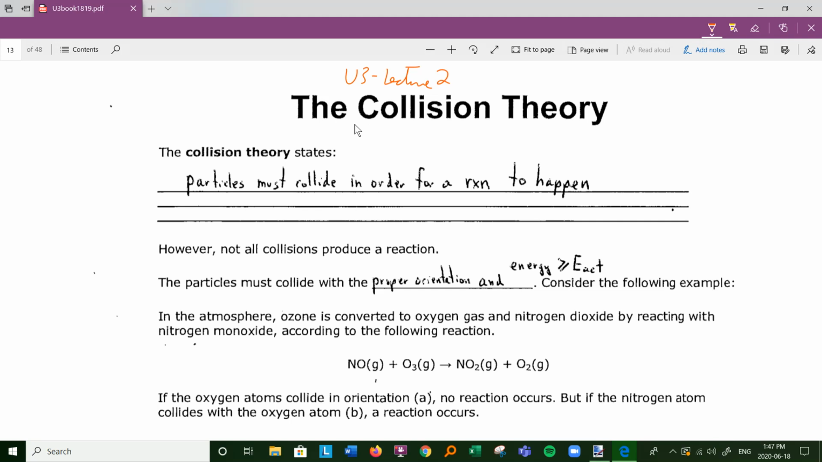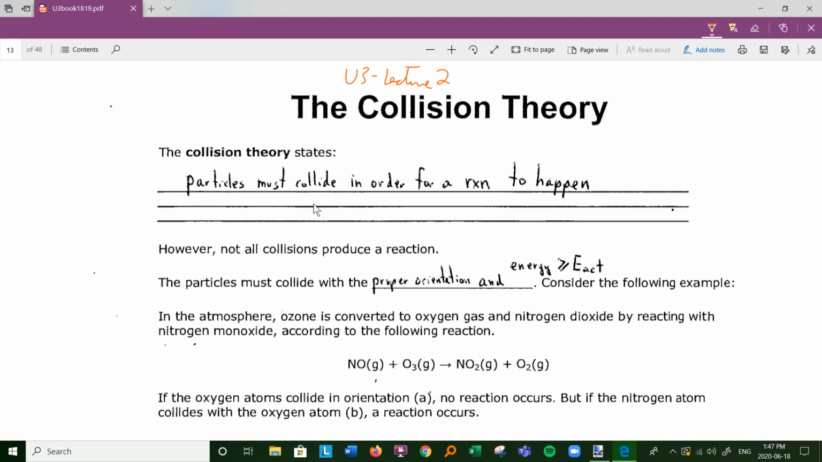If you want a chemical reaction to happen, you have to have things collide with other things. If you want a physical reaction to happen, you have to have that too. So the collision theory states particles must collide in order for a reaction to happen. But not all collisions will give you a reaction.